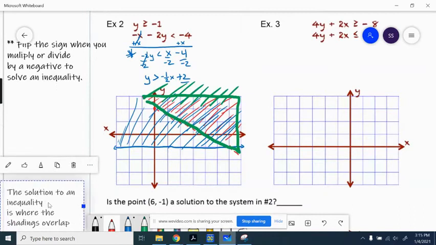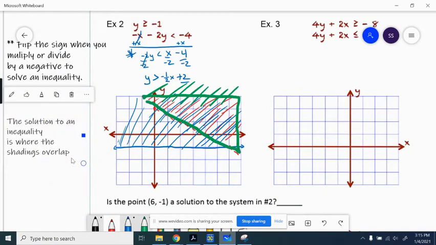Okay, so let's go ahead and jot that down. The solution to an inequality is where the shadings overlap. All right, let's try another one.